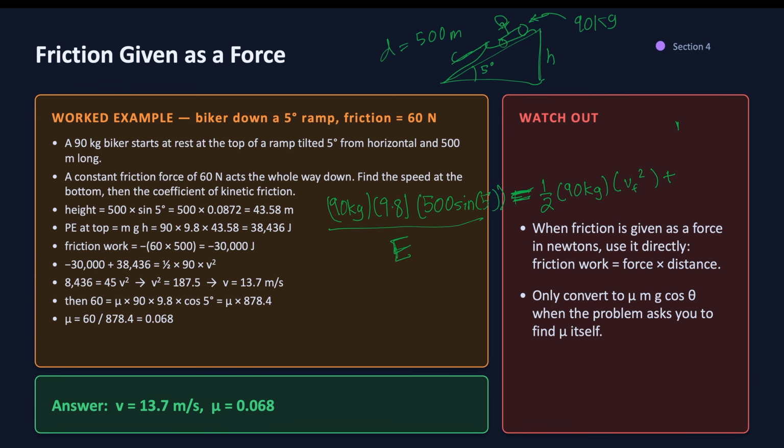So what's that going to look like? Force of friction, which is mu, or, I mean, we have the force of friction right here, right? So I'm not going to do all that calculation. The 60 newtons times d, which is 500 meters.